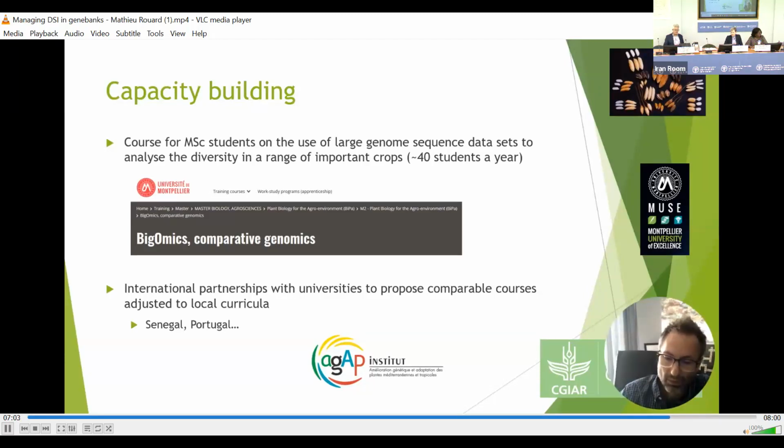For that, we took the example of the 3,000 genomes of rice, and we show students how they can export data for those 3,000 genomes that are difficult to manipulate. And this course actually raised interest in other universities around the globe, and there will be some type of adaptation courses in Senegal and Portugal this year, led by the AGAP Institute.